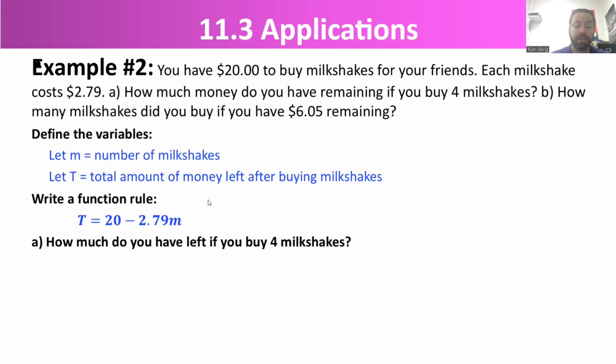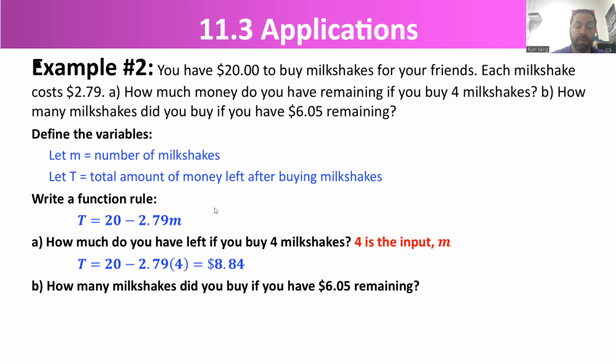So now I can answer the questions that I asked. How much do you have left if you buy 4 milkshakes? Well, 4 is the input. You bought 4, M is 4. So I put 4 in for M. I get 8.84. So 2.79 times 4, and then subtract that from 20, and you get 8.84.